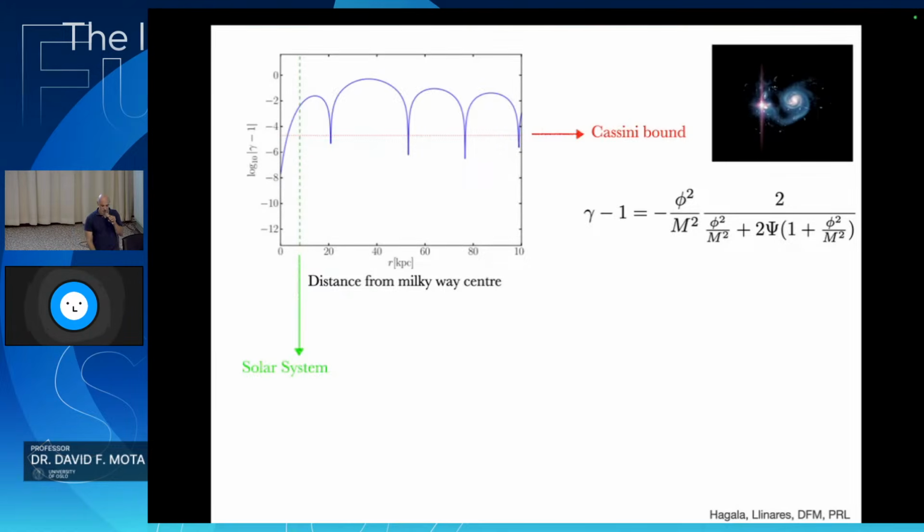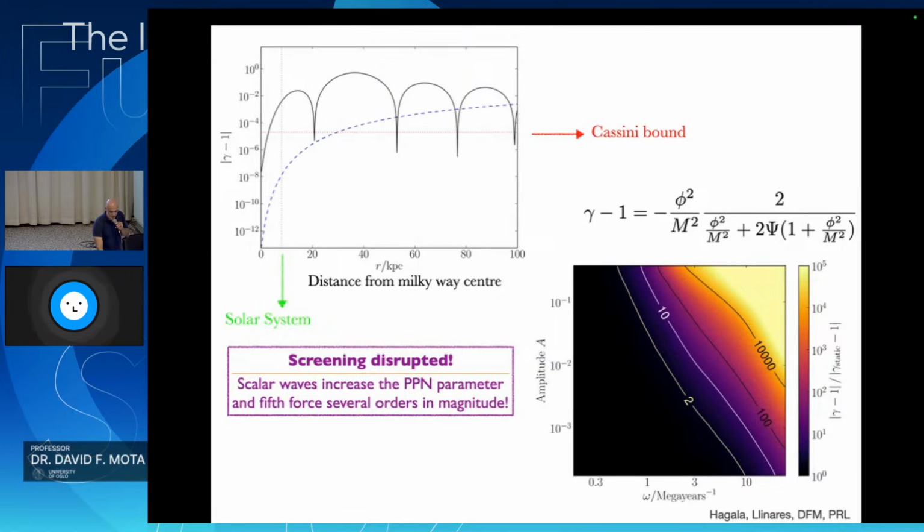Okay? So screening mechanisms can be a very good way of hiding your extra scalar degrees of freedom or vector degrees of freedom in your modified theory of gravity. But when you do the calculations, you should also take into account phenomena that might happen outside the solar system and even outside our galaxy, because for these waves, the quasi-static approximation that we use to calculate the Vainshtein radius, the symmetron, the chameleon or the camouflage, etc., might not be enough.